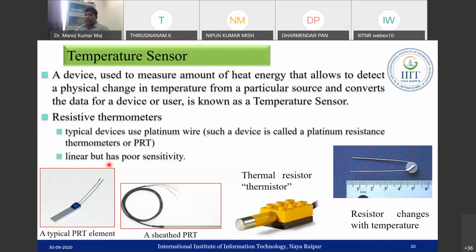It may be linear, but it may have some of the port sensitivity. So different kinds of temperature sensors are available in the market. We can see that this is one kind of sheathed PRT, and this is a typical PRT, through which we are sensing the temperature from the environment or from a particular item or material.